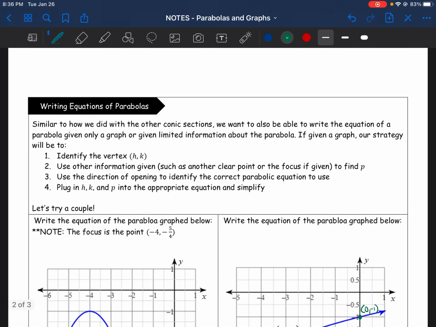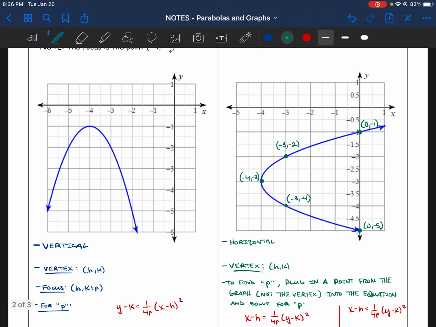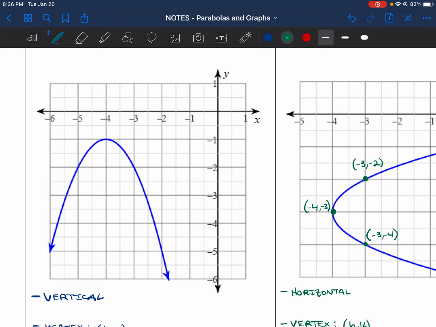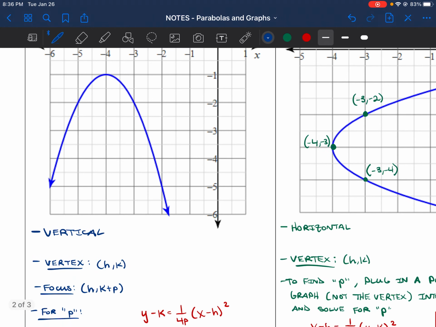All right. Now let's do the opposite. Let's look at some scenarios where we're going to be given a graph and maybe a little bit of extra information, and we want to write the transformational form equation. So starting with this example on the left here, a couple things that we can tell from it. First, it's definitely a vertical parabola, and we can also see that it's a vertical parabola that opens down. That's going to be important for us because that's going to tell us which equation we're going to plug into. So it opens down.